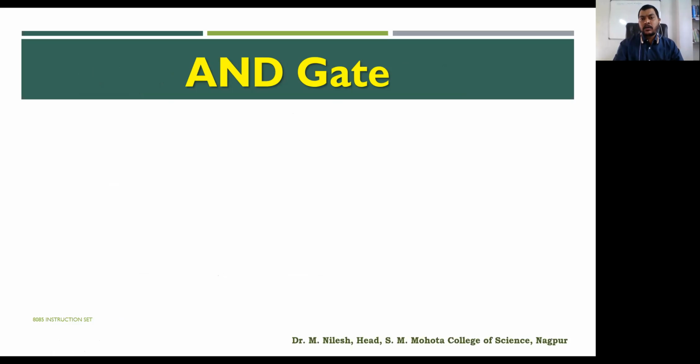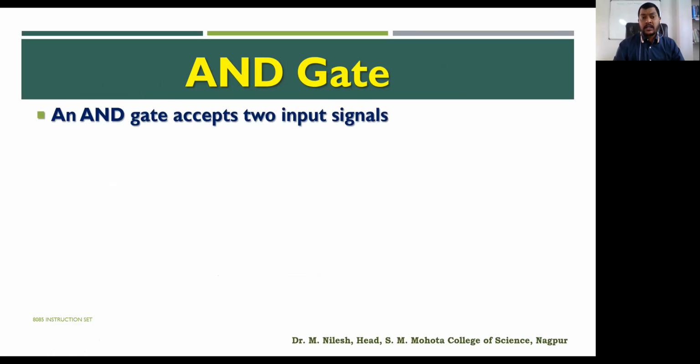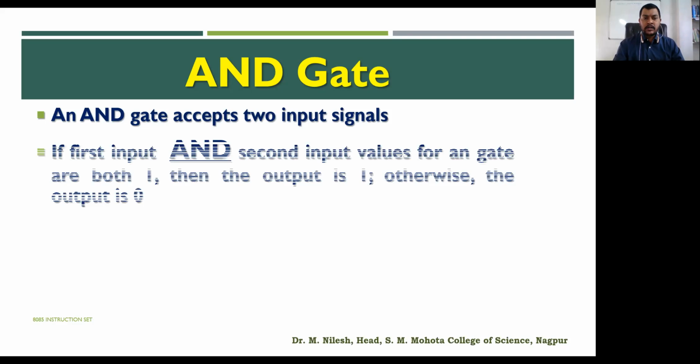Now, what is an AND gate? Let me brush up and refresh some of the portions that we have studied. I will just take one of the gates, the AND gate. An AND gate accepts 2 input signals, and we'll be working on 8 bits. I will try to give you an example also. If the first input and second input values for an AND gate are both high, then only the output is high, otherwise it is low. This was the definition of the AND gate, if you remember it.